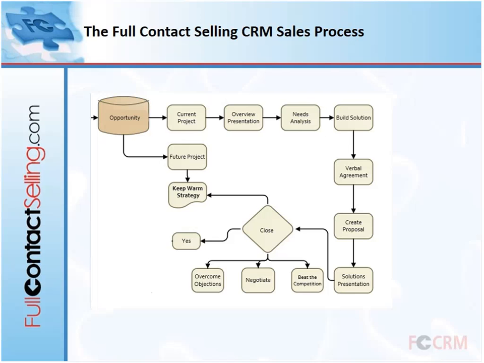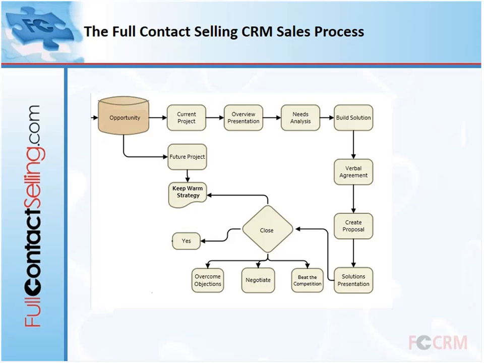So without CRM, we lose a lot of annuity income. Because as salespeople, we know some things close relatively quickly, other things pop up after a couple of years. And if you're not using CRM, they may not pop up for you.